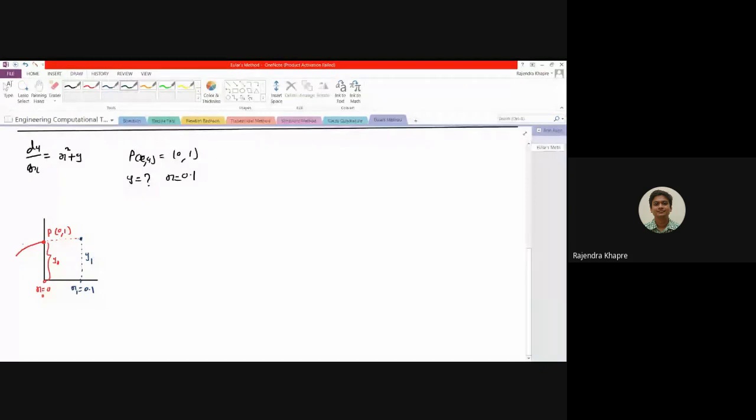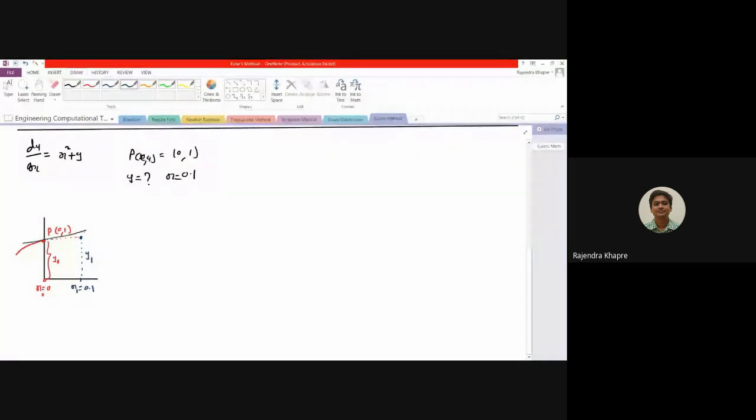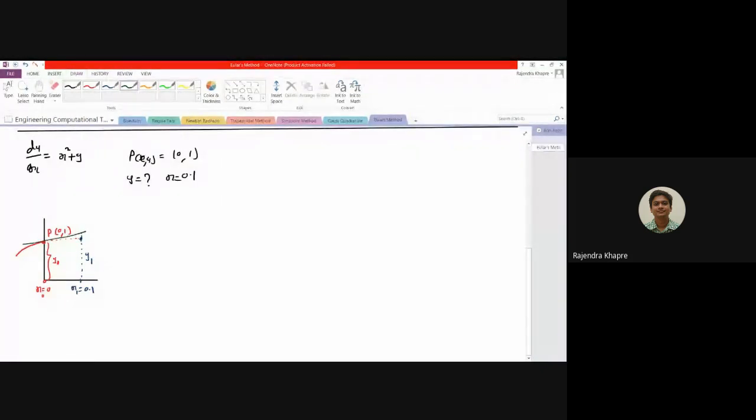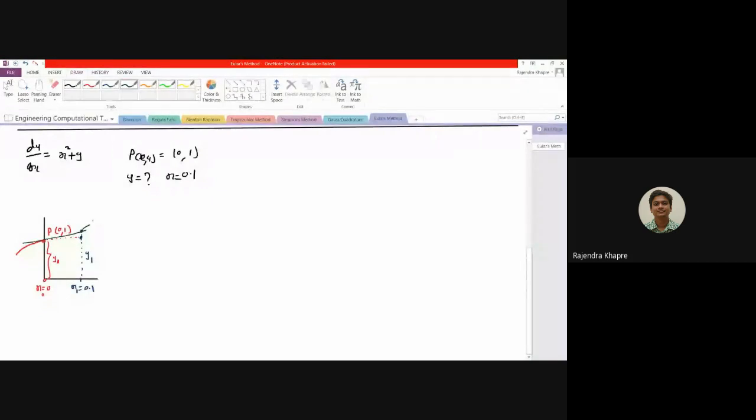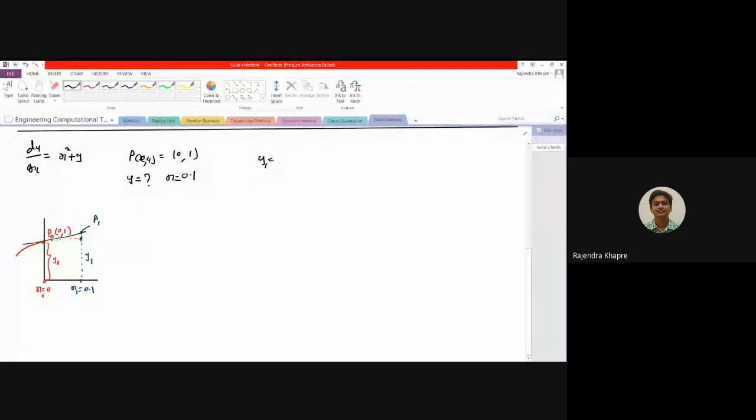We have to draw a tangent at this particular point, and wherever it intersects, that is the predicted value. Let us call this p0 and the next point p1. I want to know the location of point p1. As per Euler's method, y1 can be y0 plus h into f of x0 and y0.